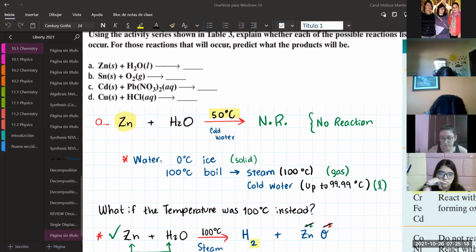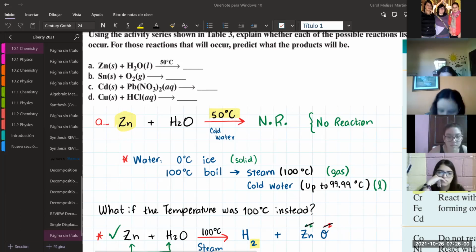Now, if instead of L you have G, you know then that it is steam. Gas is steam, so the temperature is 100 Celsius, so everything changes in the exercise. That is also very important to be analyzed from this point of view. That's not the case, but just in case you have your exercise written like that, you should know what to do with that. That's why I'm giving you temperature and physical state of each.